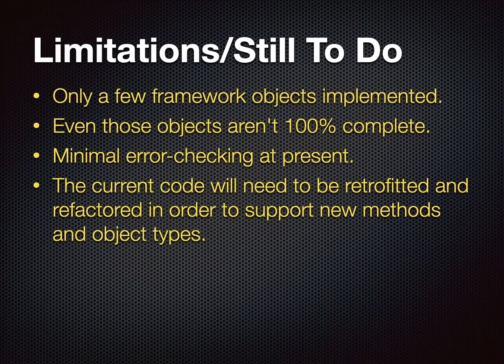So some limitations here. Like I said, right now I've only got, at least that I'm willing to show, the date and the folder item implemented. Those are not even 100% complete. They are API 1.0 also. There's minimal error checking right now. The current code may need to be retrofitted and refactored to support new methods and object types, which is the example I was saying earlier about the folder item.